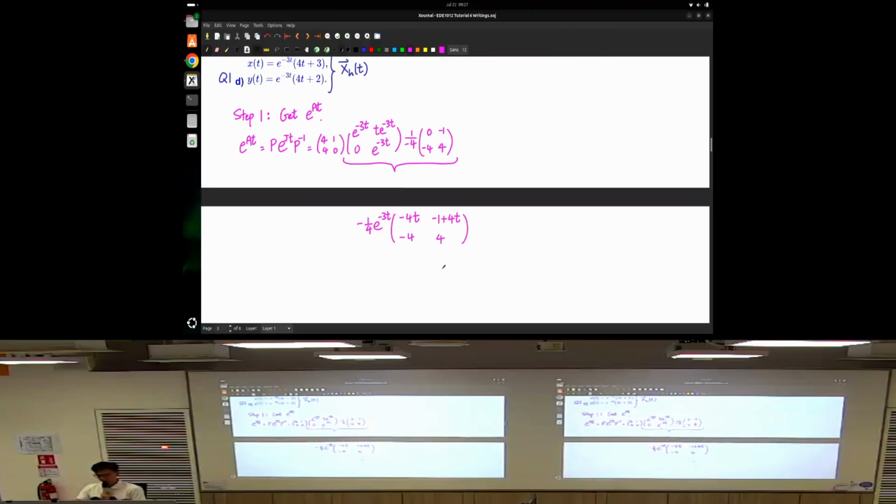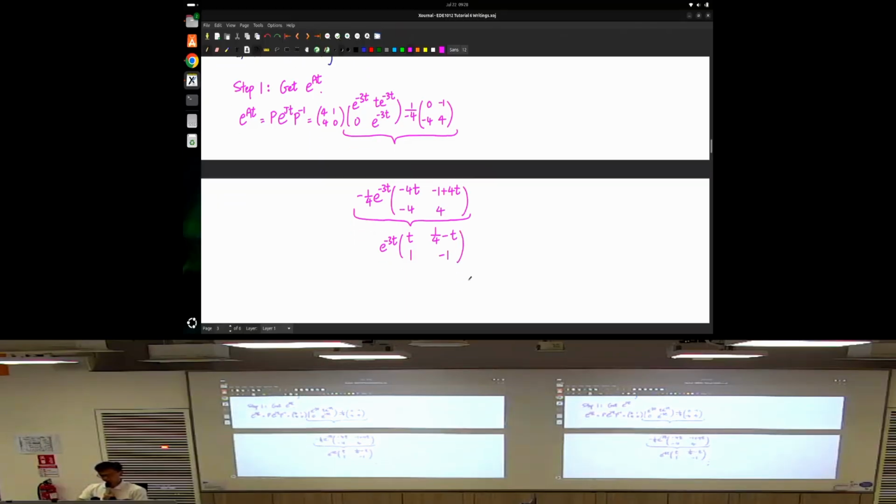So at this juncture, because there are so many 4s here, we might as well multiply in the minus 1/4, so that before we multiply this, it will be easier. So here, your e to the minus 3t, then you're going to get t. Then there's a minus 1 here. So you have 1/4 plus 1/4 minus t, 1/4 minus t, that's correct. Then after that, you have 1 here, and this is also a minus 1. Is that right? Then after that, you multiply by the first matrix.